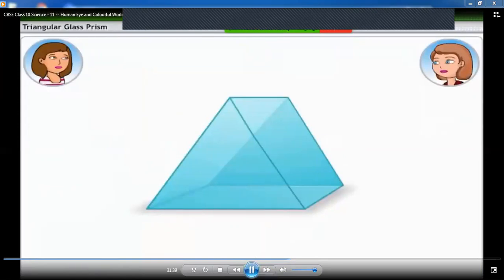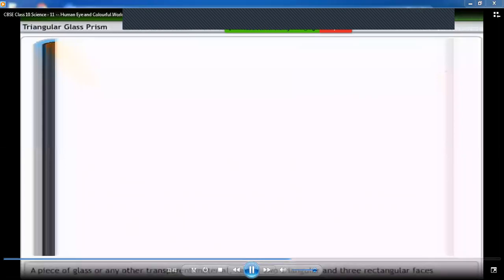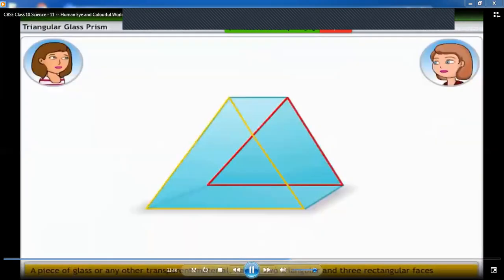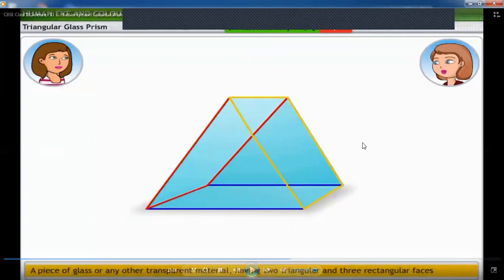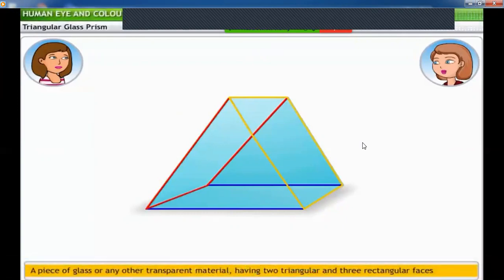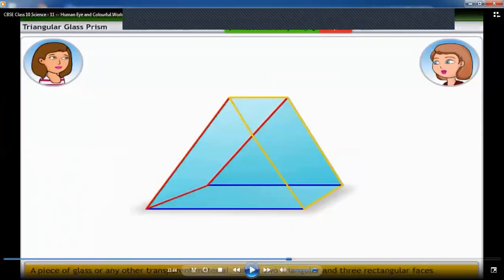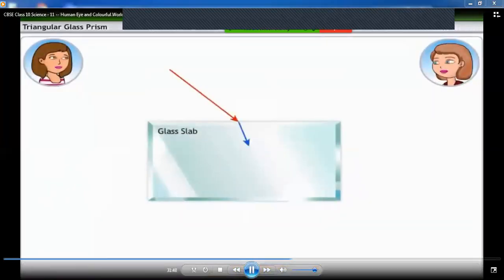A triangular glass prism, to be specific, is a piece of glass, or any other transparent material, having 2 triangular and 3 rectangular faces. You may have studied how light refracts through a glass slab.